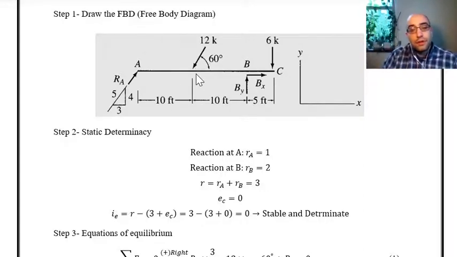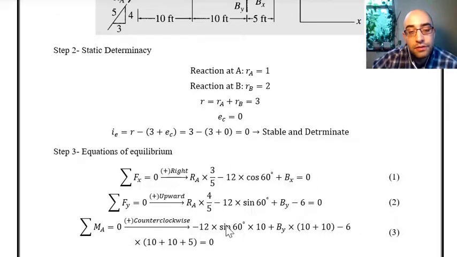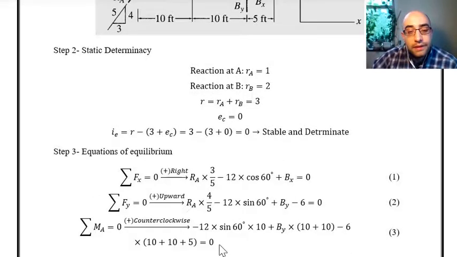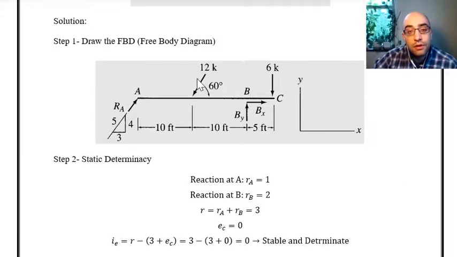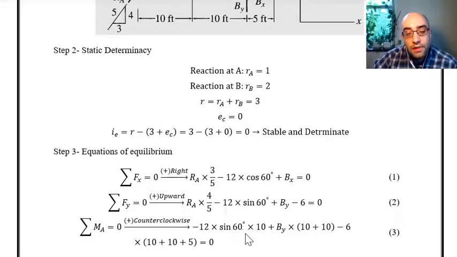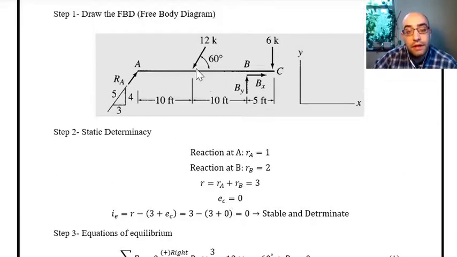If you just multiply the vertical component by the distance, you can find the value of moment. That is what we have over here. Minus is because the moment will be clockwise and the value is 12 multiplied by sine of 60. That is the vertical component of the force, and now I have to multiply it by the distance, which is 10 feet. Minus 12 sine of 60 by 10. That is the moment because of the force that we have over here.